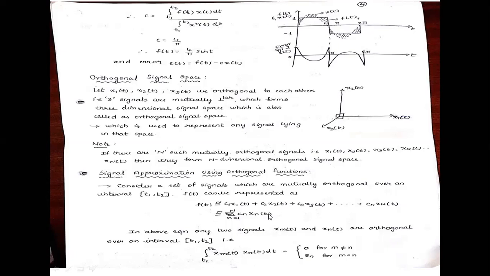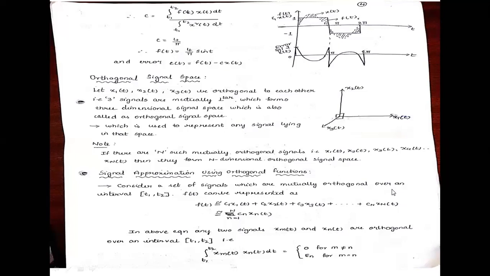Following, my dear students, don't get confused here. f of t is equal to, from the right angle triangle, c x of t plus e of t. I'm taking that the error e of t is very small, so approximately it is 0. So f of t is approximately equal to the sum of n equals 1 to N, cn xn of t. The n in cn is a subscript, my dear students: c small n, xn of t.